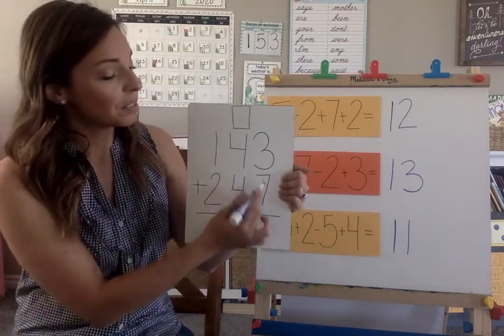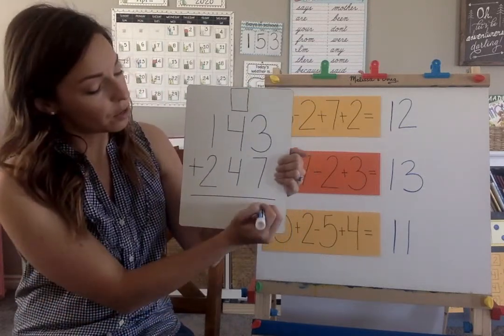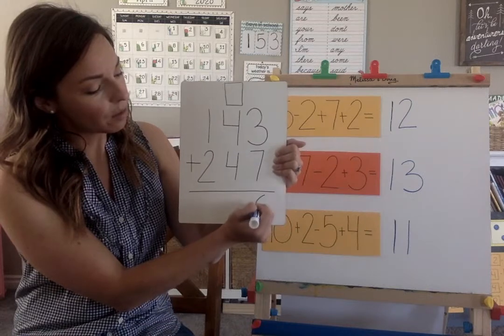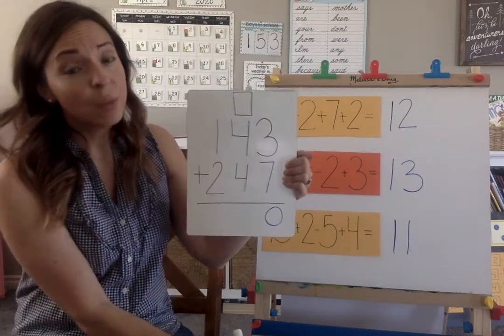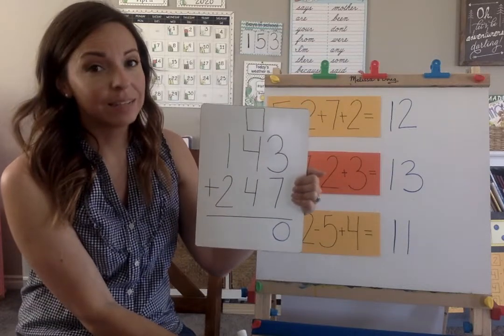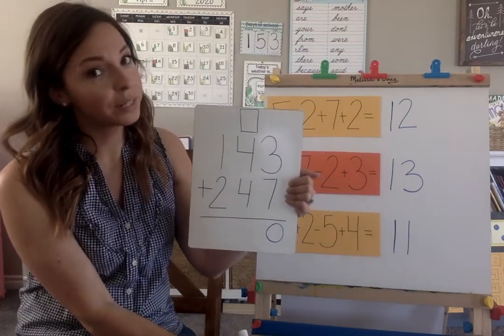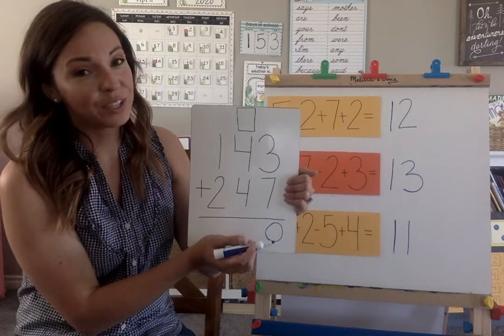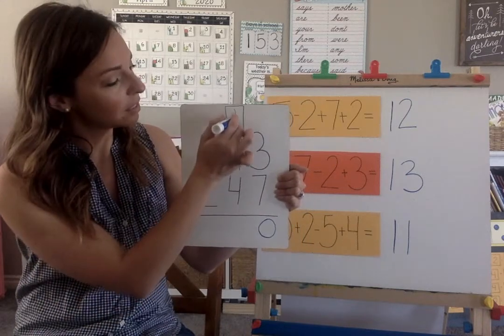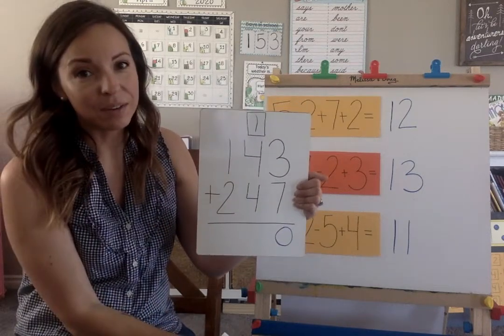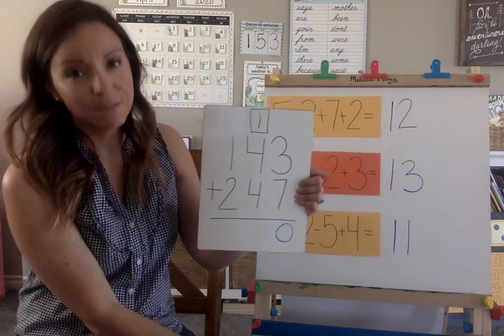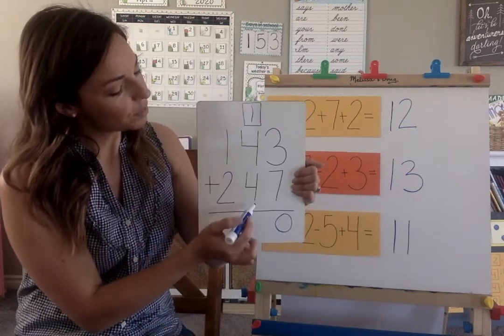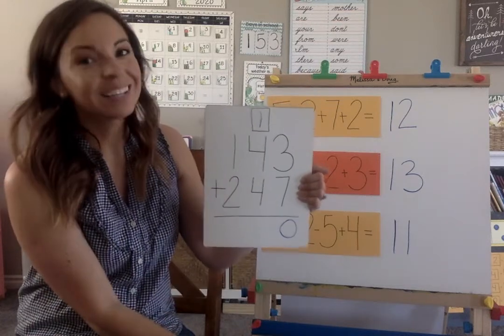So since 3 plus 7 is 10, I know that since the 0 in the number 10 is in the ones place, the 0 can stay, but the 1 in the number 10 is in the tens place. So guess where it has to go? It has to go up here in the tens place. I'm going to put the number 1 right up there. 1 plus 4 equals 5. 5 plus 4 equals 9.